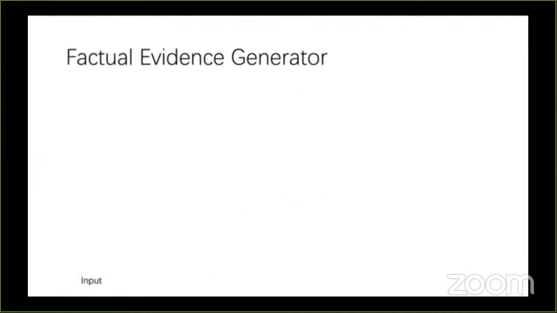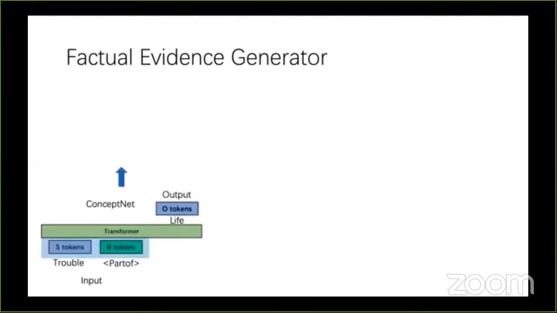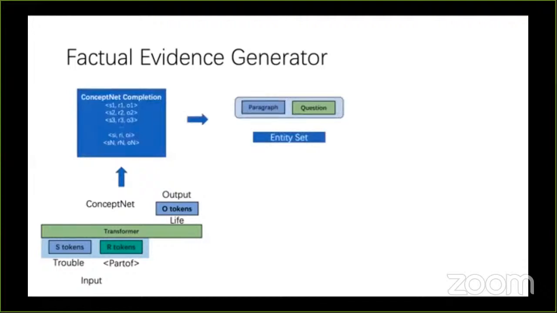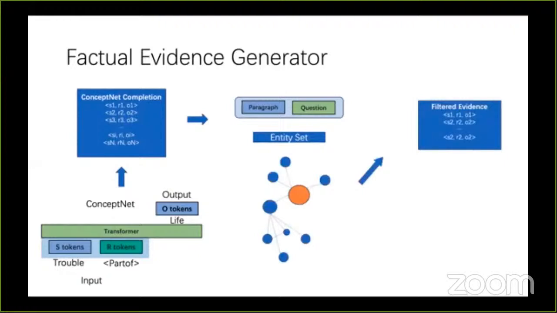We utilize a factual knowledge graph to extract facts and relations and use them as additional evidence, and we call it a factual evidence generator. Specifically, we use ConceptNet as a base knowledge graph and a language model as a knowledge graph completion model to build new relations. To generate fact evidence, we first extract the source entity from the paragraph and question. Then we select the relevant and non-trivial tuples using a graph filter method.